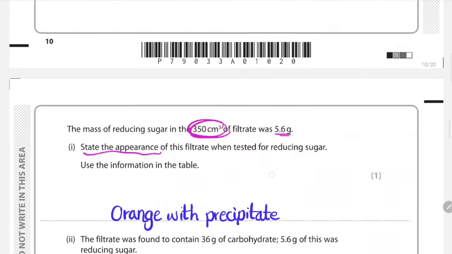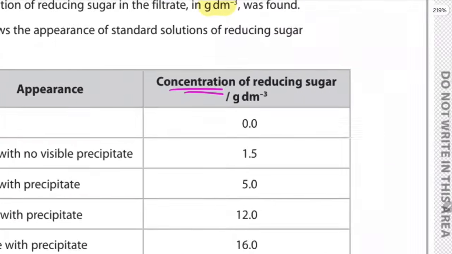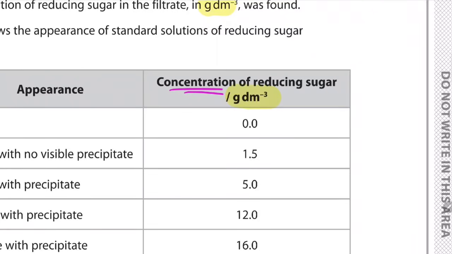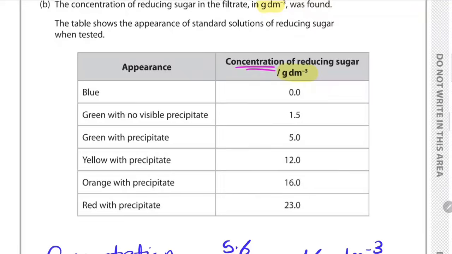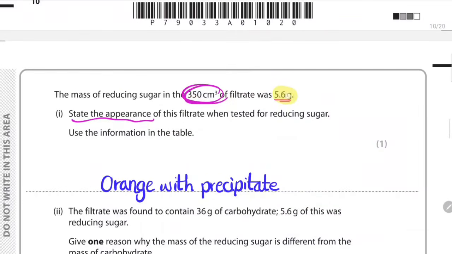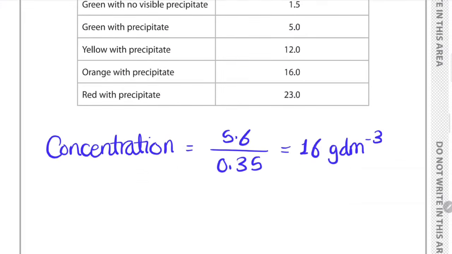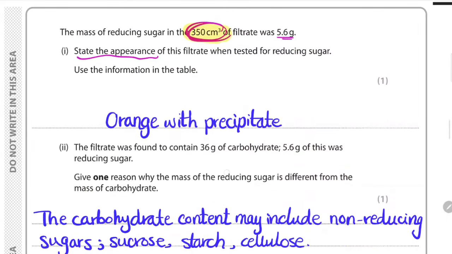So that means I'm going to have to calculate the concentration in order to find the appearance of this filtrate. So I'm going to divide mass over volume again, but take care here that the units are in gram per decimeter cube, so you should also convert from centimeter cube to decimeter cube, and this is done by dividing by 1000. So if I divide the 350 centimeters cube by 1000, I get 0.35. Concentration is here mass over volume, which gives me 16 gram per decimeter cube. I can now accurately get it, and it's now orange with precipitate, so just write this.